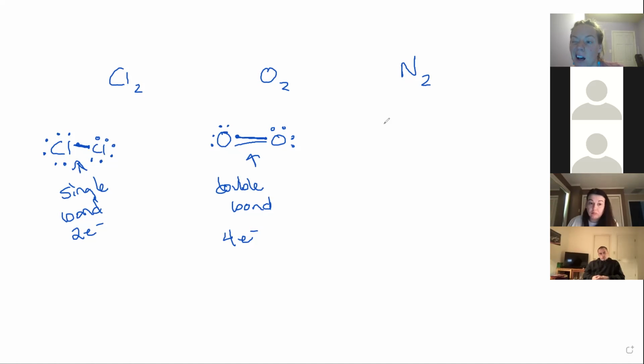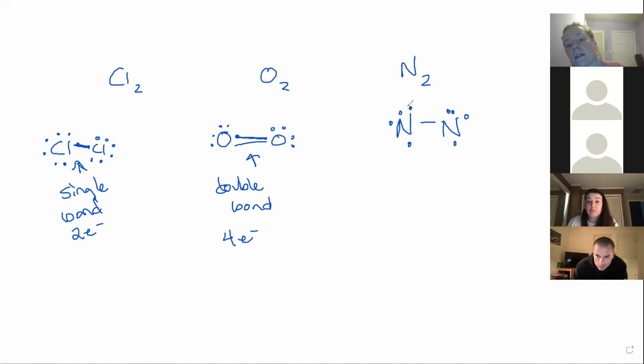Nitrogen is in column 5, so he has 5 valence electrons. So we've got nitrogen, 1, 2, 3, 4, 5. All right, I have another nitrogen over here. 1, 2, 3, 4, and 5. So these 2 nitrogens are going to be more stable if they connect. They're going to take a pair of electrons and they're going to share them.